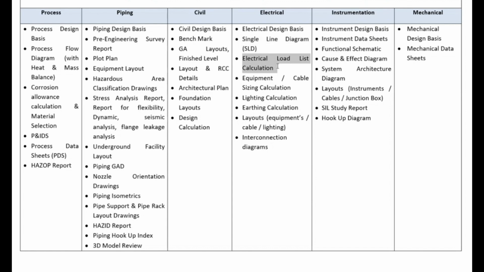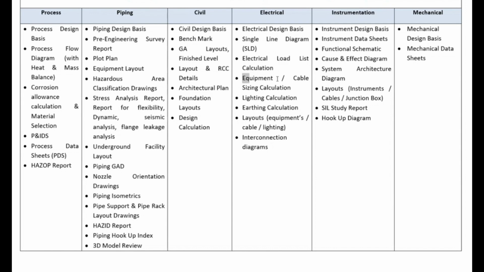Then electrical load list calculation. Yes, this is the document to know how much load your plant is having. And this has three different categories. You have a permanent load, which is continuously working. Then you have a standby load, and some off cycles.